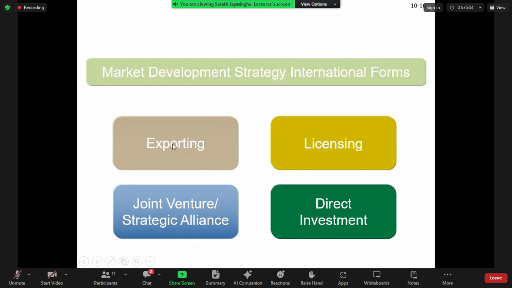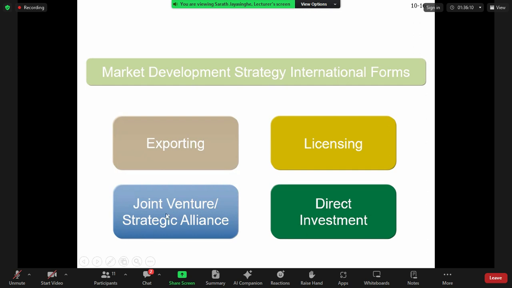You can export, you can give licensing and international forms. So some companies can get the license. You can give a license and export the product. Those people who have a license can do the business. Then joint ventures and strategic alliances.